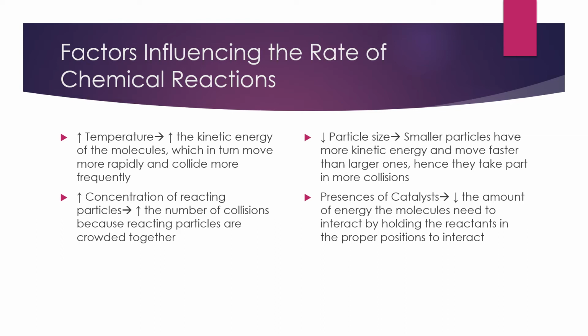So, factors influencing the rate of chemical reactions. We have an increase in temperature, which will then increase the kinetic energy, the movement energy of molecules, which in turn makes them move more rapidly and collide more frequently. An increased concentration of reacting particles. Obviously, if you have more things in one place, there's more chance of them bumping into each other because they're crowded together. A decrease in particle size, so smaller particles have more kinetic energy and move faster than larger ones, hence they take part in more collisions.